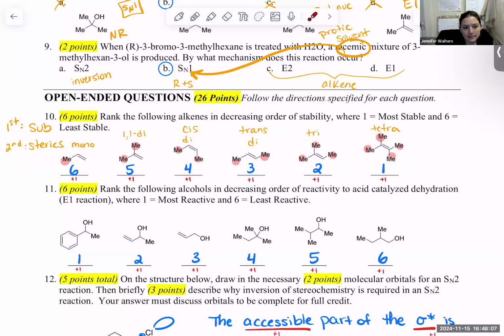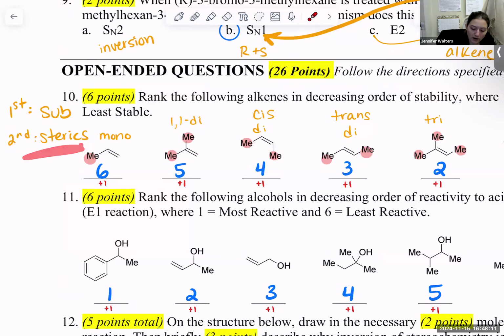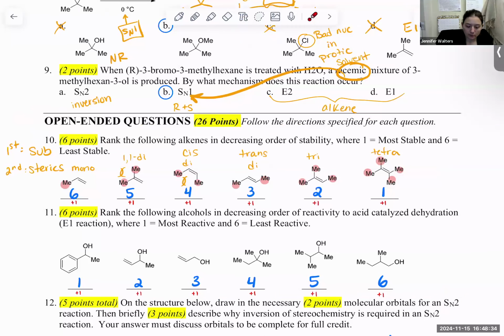So then within my disubstituteds, I'm now going to consider my sterics, where my groups are as far apart as possible with trans. That is going to be the next most stable. Then cis is now going to have some increased sterics, but at least they are on separate carbons. When I am 1,1 disubstituted, that is the greatest amount of sterics. These are even closer together, so that is the least stable of the alkenes. Any questions about number 10?